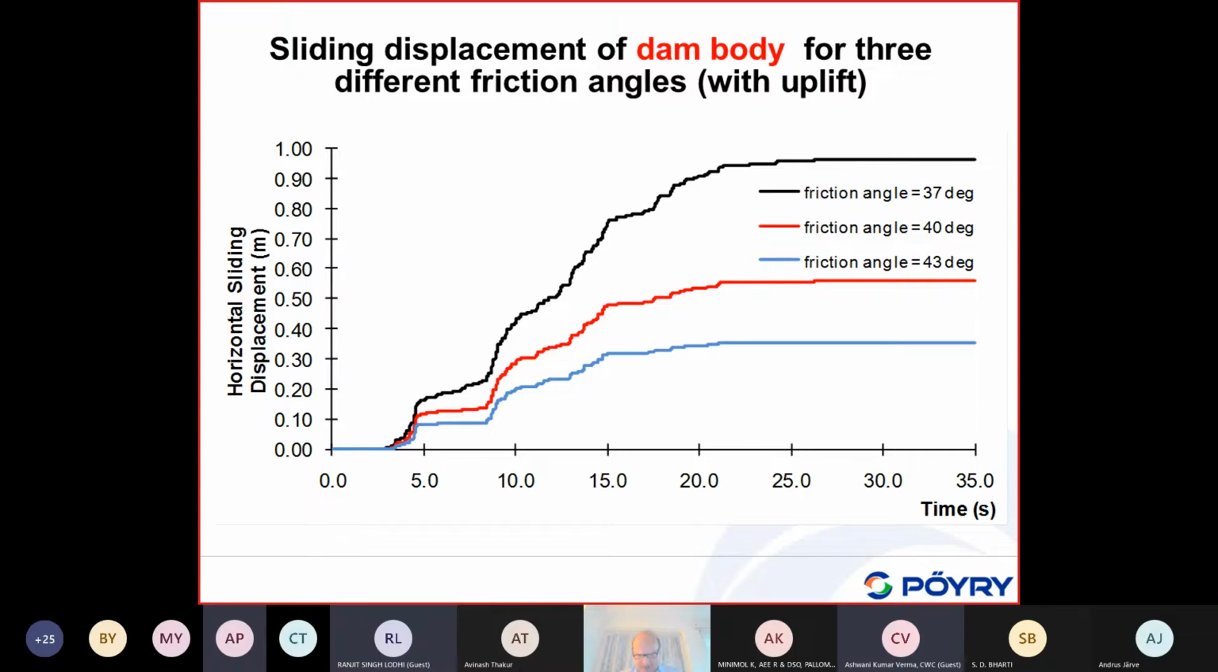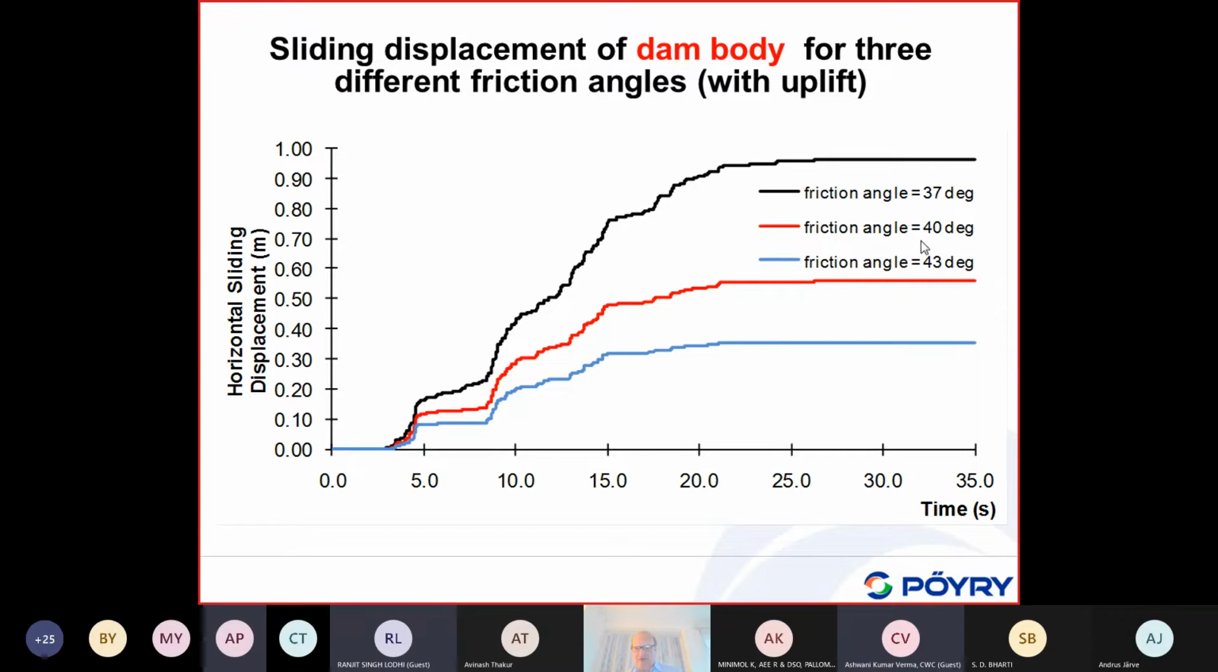We see for sliding movement, of course, the key factor is the shear strength. We have assumed here 37 degrees. All the analysis we have done with that gives a displacement of about 1 meter. If we increase it by 3 degrees to 40 degrees, and to 43 degrees, it reduces to 1/3. So a small change in the friction angle here, 6 degrees, has a quite significant effect on the sliding displacement.